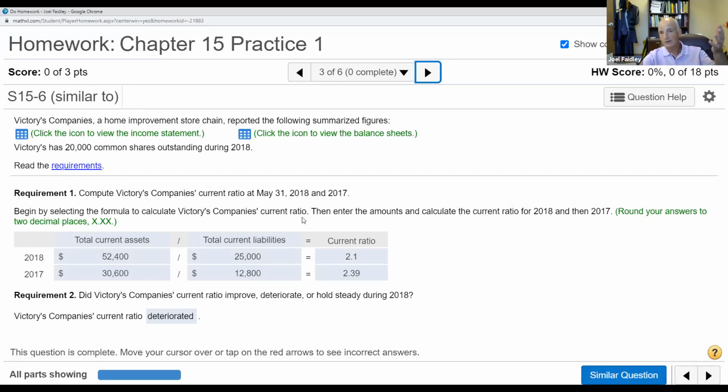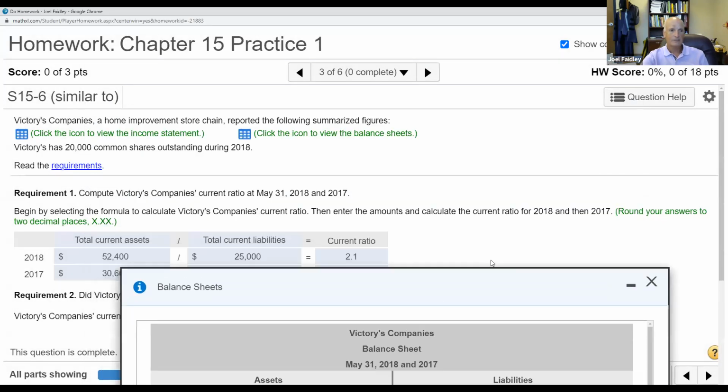And so you better have enough current assets that are going to be turned into cash, whether it's cash, accounts receivable, or inventory, in order to satisfy that debt. So you need to have a current ratio of at least a 1, right? So how do we do this? Well, we're going to look at the balance sheet.